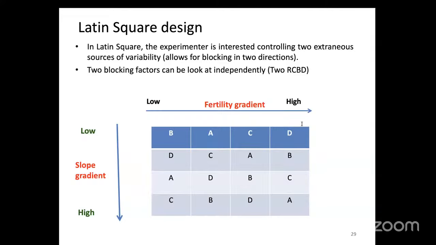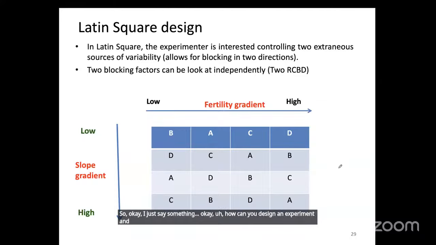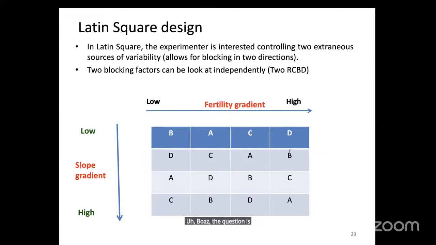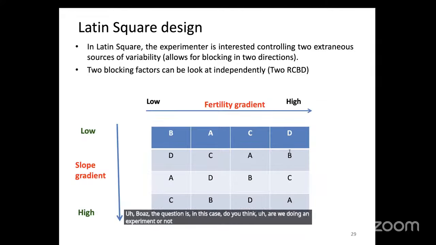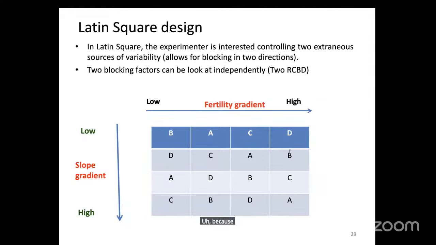Okay, I just saw something: how can you design an experiment and ensure measurements are randomized when looking for the impact of lions as a carnivore on plant diversity in an ecosystem? This becomes a little bit tricky. The question is, in this case, are we doing an experiment or not? Because how much can you control?